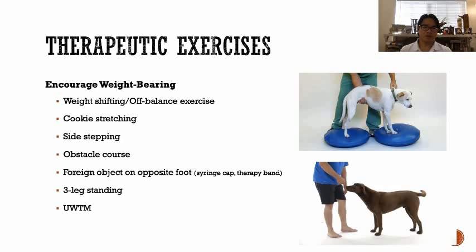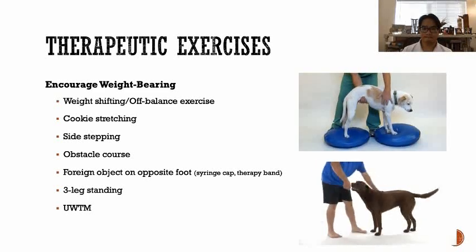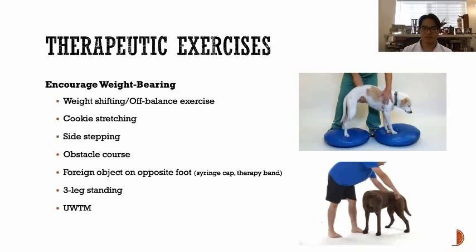If the dog is able to bear weight, then you want to encourage them to bear weight more, especially dogs that have had surgery or have very bad chronic arthritis or IVDD. So those are exercises that you can consider: weight shifting, off-balance exercise, cookie stretching, side stepping, obstacle course, foreign object on opposite foot, 3-leg standing, and underwater treadmill. So that's cookie stretching.